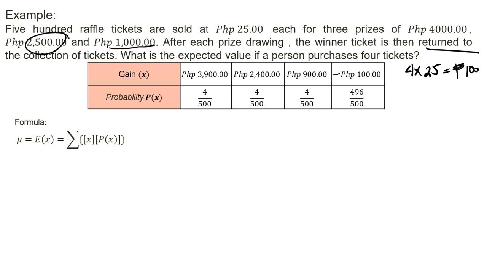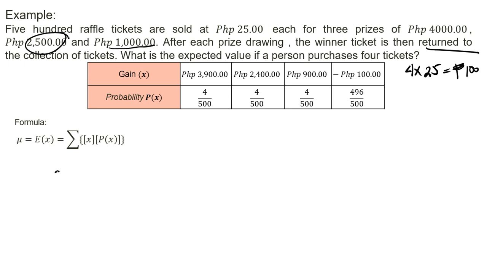Ngayon, minus mo sa dulong part po ng gain and probability. Ima-minus mo po doon kung magkano po yung halaga ng tickets na pinurchase mo, which is 100. And then, dun sa total na 500 tickets, meron kang apat. So, ang matitira ay 496 out of 500. So, let's solve for the expected value of each ticket. Okay. So, ano sabi dito? All you have to do is to multiply your x and P of x.